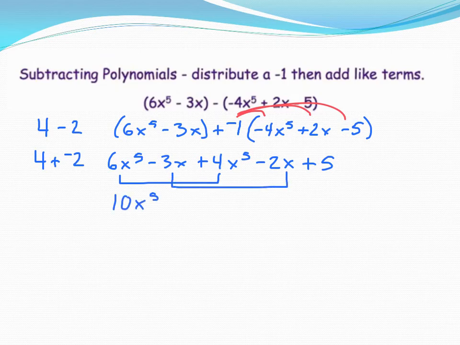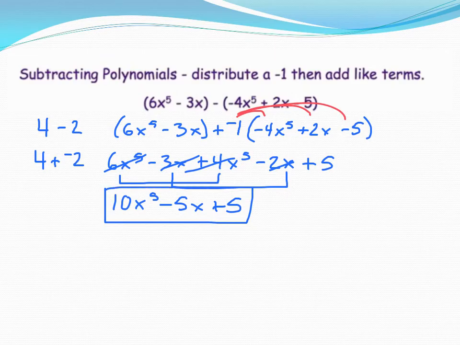Negative 3x, do I have any other x's? Yeah, I have negative 2x. What's negative 3 plus negative 2? It's not negative 1, it's not 1, but it's negative 5x. Then lastly, I've gotten rid of those, and I have the plus 5. All right, I've combined like terms. And lastly, is it written in standard form? You bet it is. It's in descending order, so that's our answer. So again, key thing here, think about just basic numbers. When you subtract numbers, it's like adding a negative. It's the same idea with polynomials.